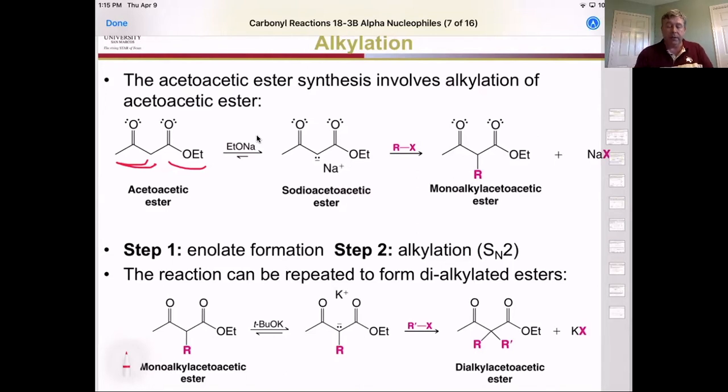Of course, our first step is to use a base to remove our proton on our alpha carbon here, generating our enolate, which is our nucleophile. We can then use it as our nucleophile on any alkyl halide to generate our monosubstituted ester. Now, if we only want the monosubstituted ester, we could stop now and hydrolyze and decarbonylate. Or if we wanted it disubstituted, we can use a stronger base like t-butoxide here, and then add a different functional group or the same functional group, it doesn't matter, because we're doing it stepwise.